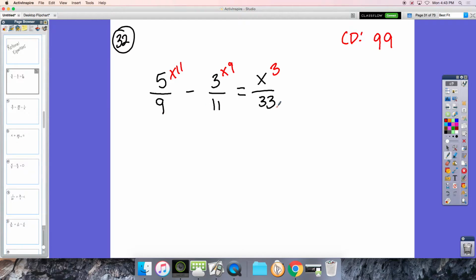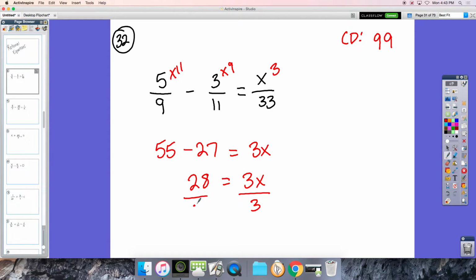Because all of our denominators end up being 99, they'll cancel out and we end up with 55 minus 27 equals 3x. 55 minus 27 is 28. And we're just going to solve for x. So divide by 3. X equals 28 over 3.